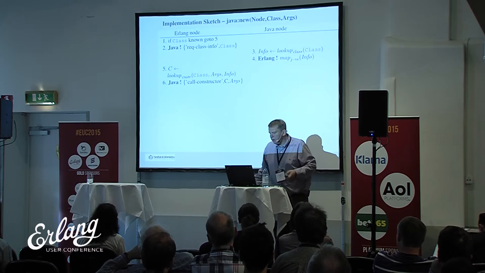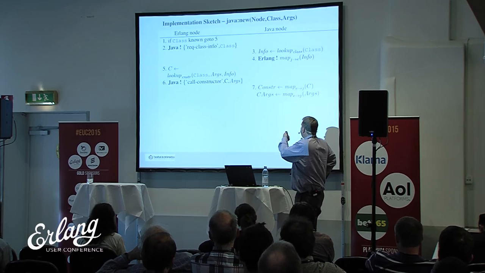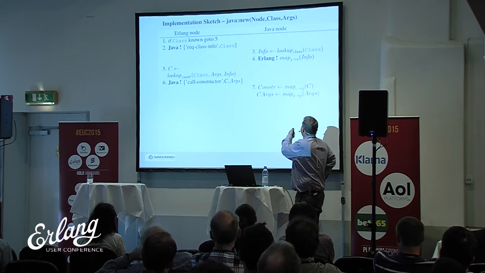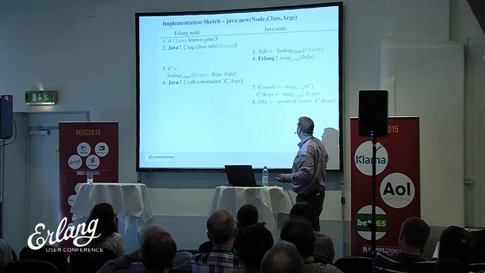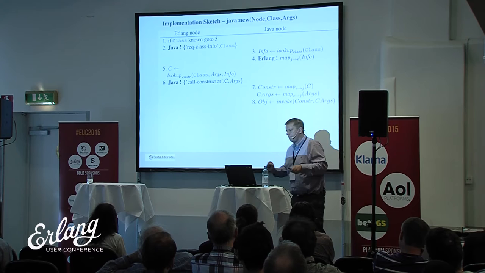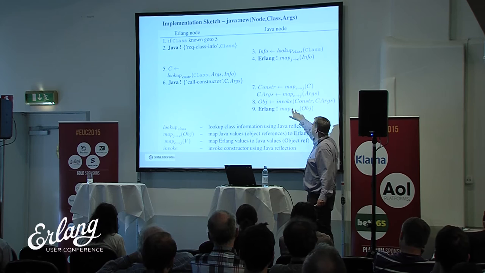So what do we do? We just send a request to the Java side saying basically, call this constructor with this set of arguments. And Java gets these requests, it has to translate Erlang object references to Java object references, so the constructor here, digging out the real object references, and the same for the arguments. And then it can just invoke the constructor on the objects using Java reflection. Fine. And later on, it sends along to Erlang the return value of that call, again taking care of mapping from Java to Erlang.